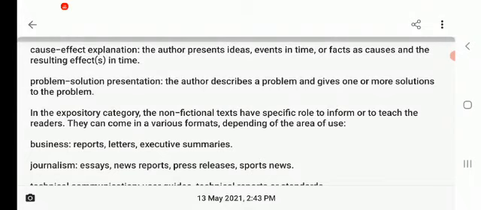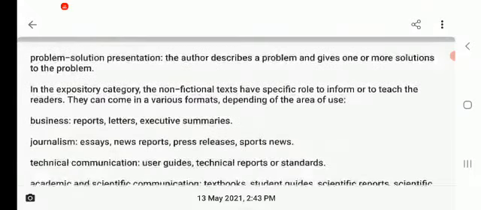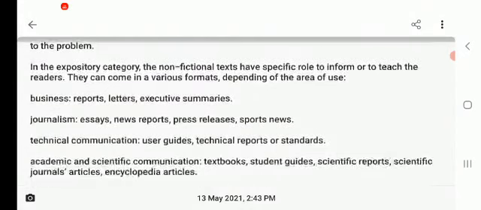They can come in various formats depending on the area of use: business, reports, letters, executive summaries. In what kind of various formats, what are the techniques, you can write it down. These kinds of non-fictional text, in business we can write as reports, letters, executive summaries. While in journalism, if we are working as a journalist, we can write texts like essays, news reports, press releases, sports news, and so on.